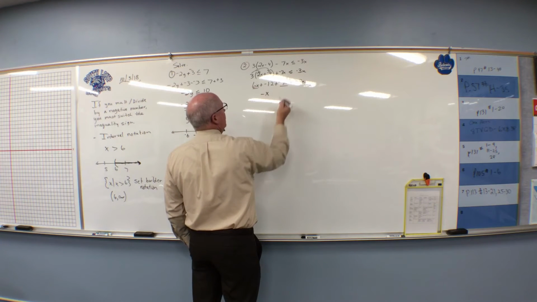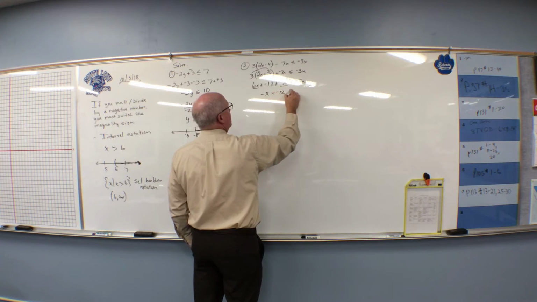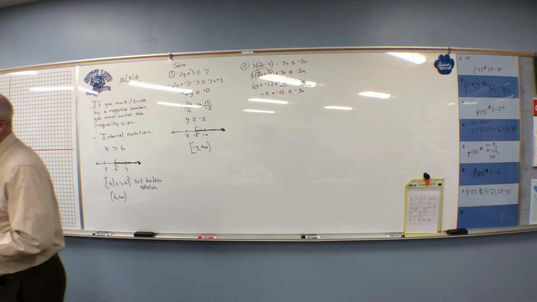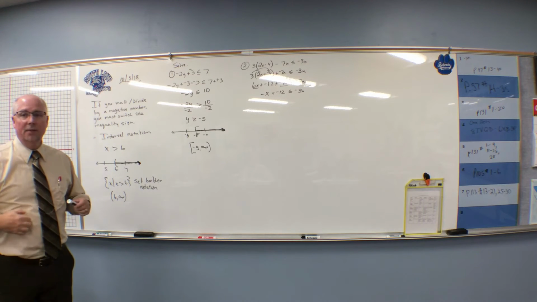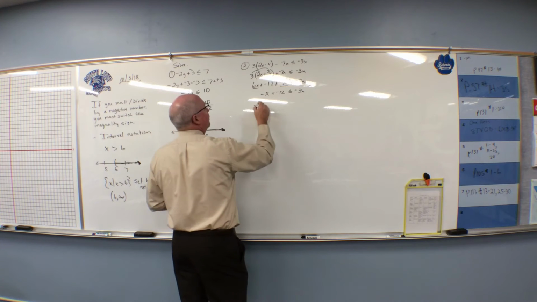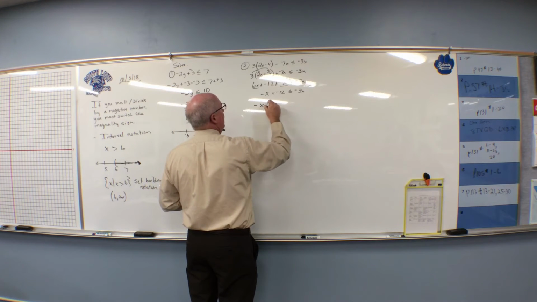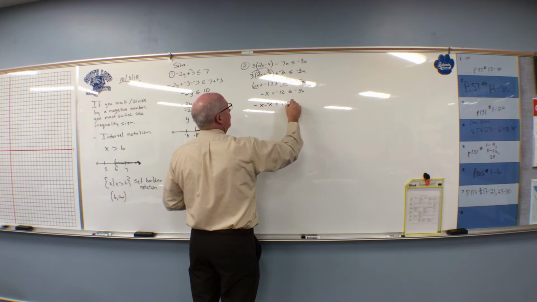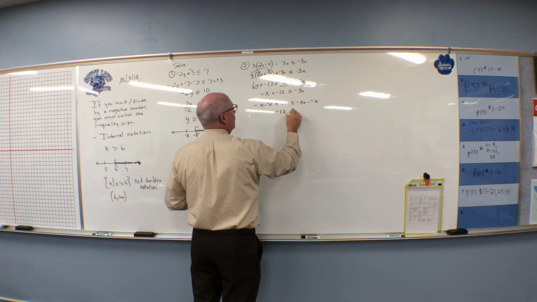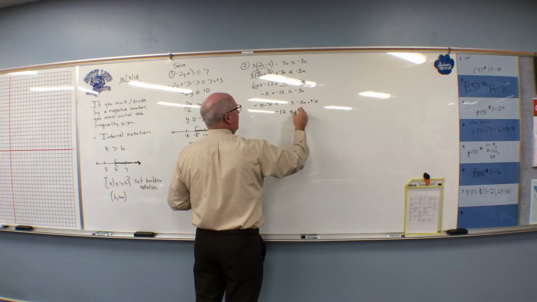If you add these two, you get negative x plus negative 12 is less than or equal to negative 3x. Okay, some of you would subtract a negative 12 from both sides. I'm actually going to subtract a negative x because I'm going to put it on the right side for a reason. So I'm going to subtract a negative x from both sides. So I get negative 12 is less than or equal to negative 2x.